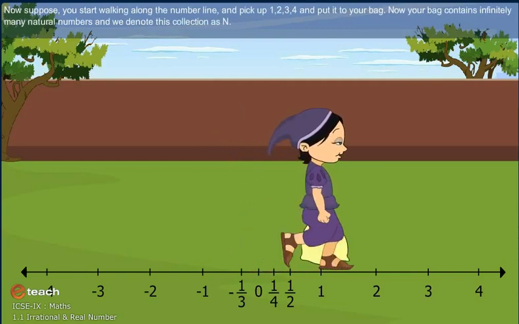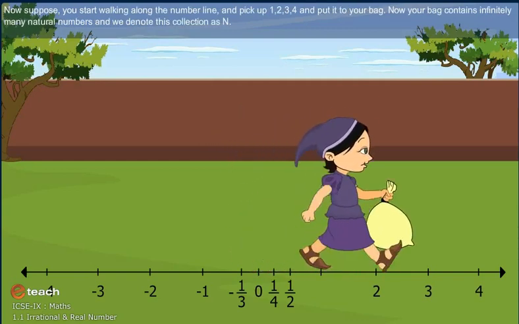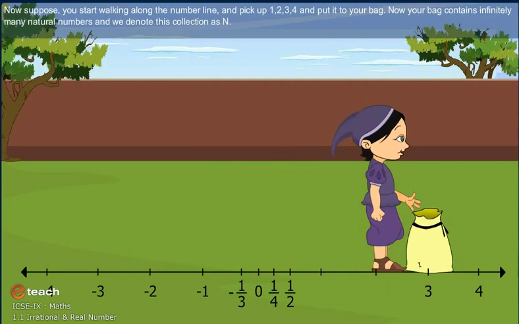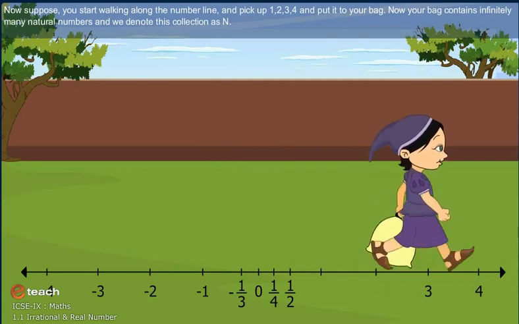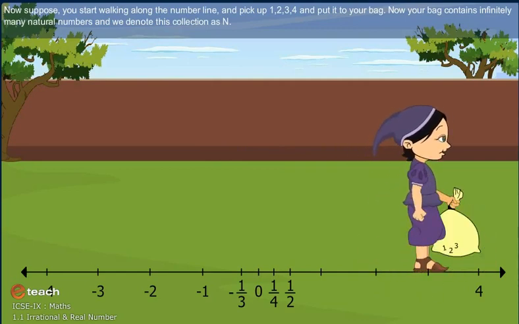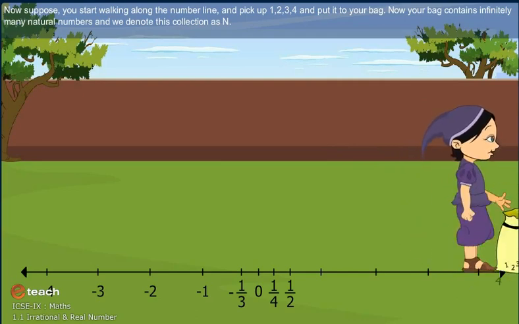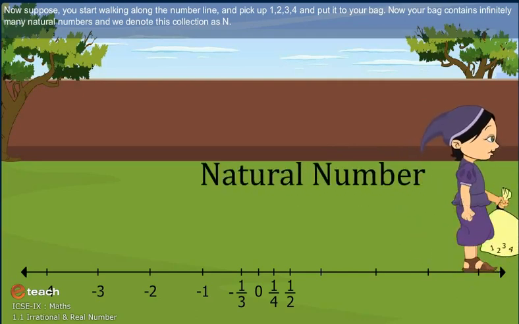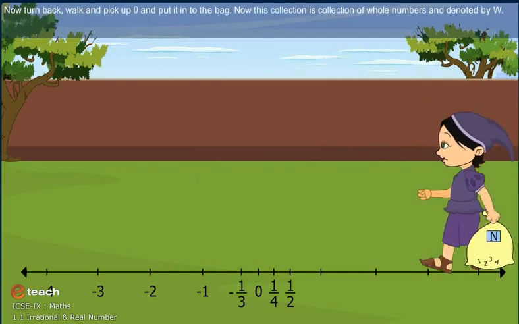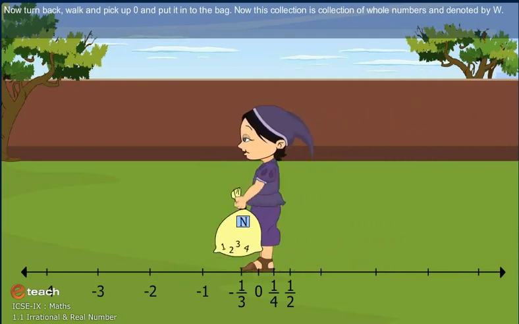Now suppose, you start walking along the number line and pick up 1, 2, 3, 4 and put them in your bag. Now your bag contains infinitely many natural numbers and we denote this collection as N. Now turn back, walk and pick up 0 and put it into the bag. Now this collection is the collection of whole numbers and denoted by W.